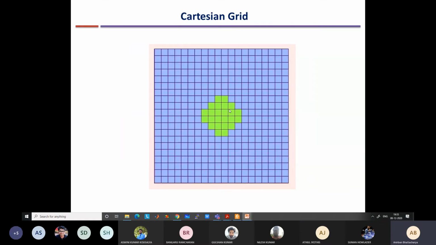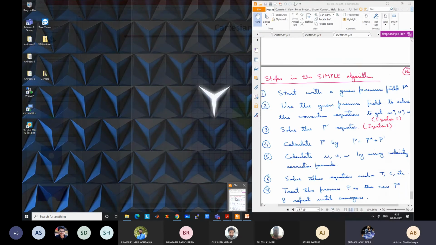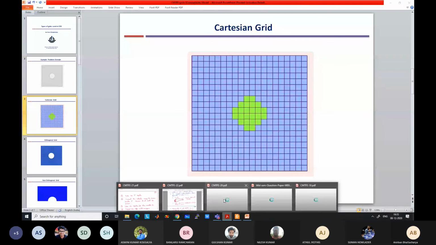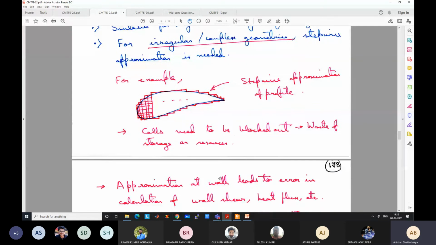So if you go to very fine grids, what is the problem? Accuracy will be better, but then what will be the problem? Solution time will be more, and also storage space, if you have to store the data, will increase. And cells need to be blocked out.